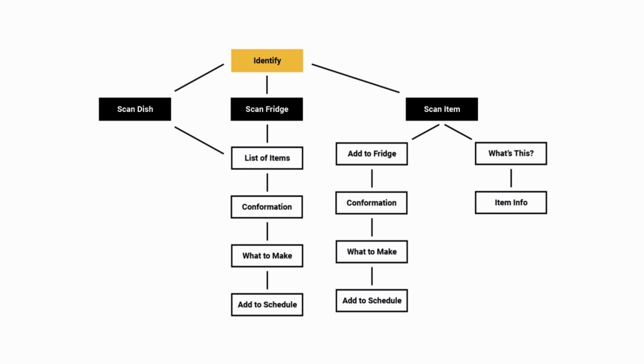So for example, under Identify, they have three options where they might scan a dish, scan a fridge, or scan an item. So if I scan the fridge, what it's going to do is translate to a list of items. Then it's going to give me a confirmation of what those items are. Then after that, it's going to make a recommendation of what to make with those items, and then possibly add that recipe to a schedule or, for example, a calendar.